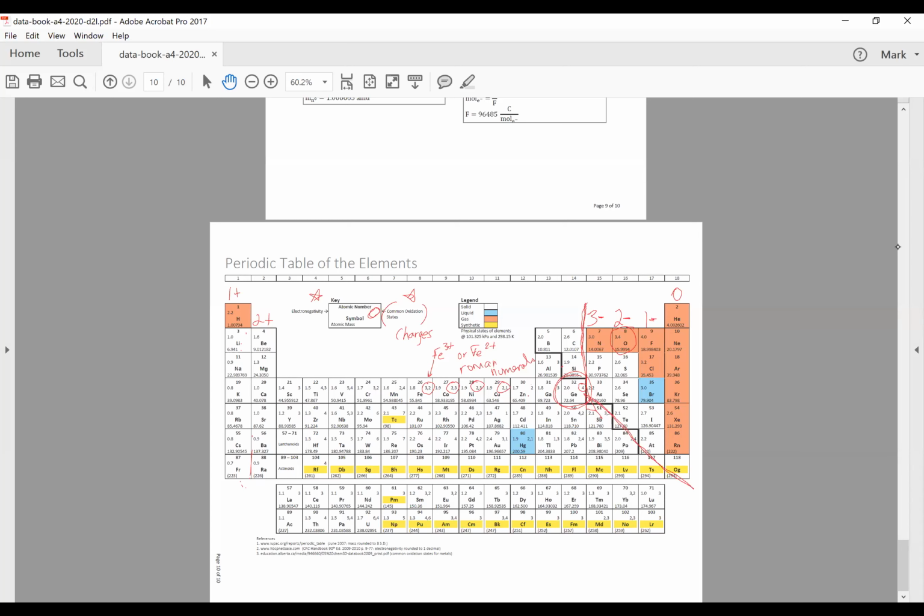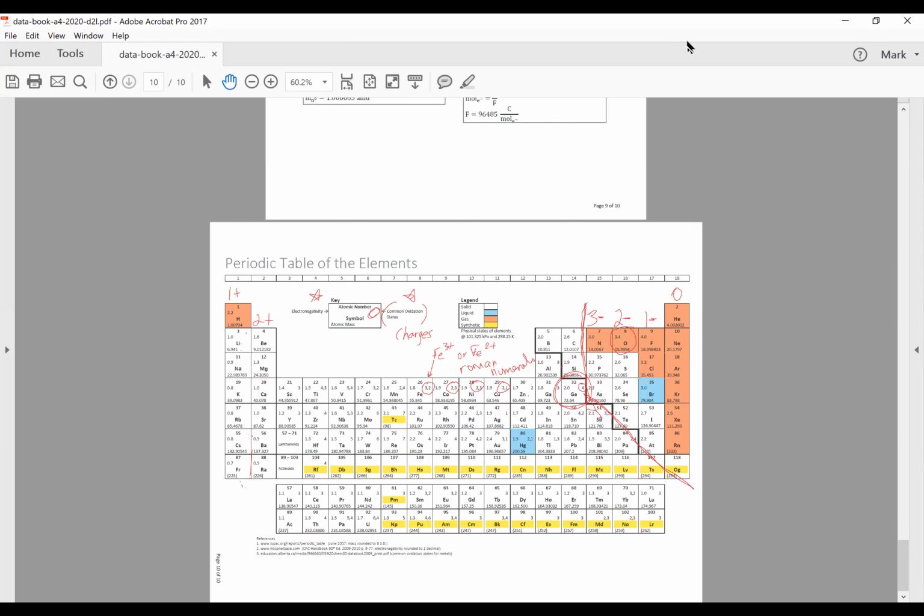The reason there's 0, -1, -2, and -3 has to do with their electron dot diagrams. So fluorine can take 1 electron, so it becomes -1. Oxygen can take 2 electrons, so it becomes -2. And nitrogen can take 3 electrons, so it becomes -3.